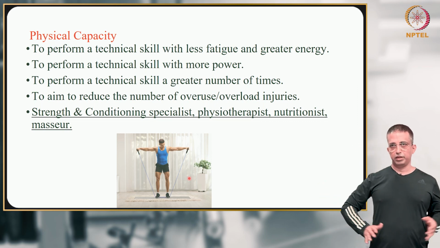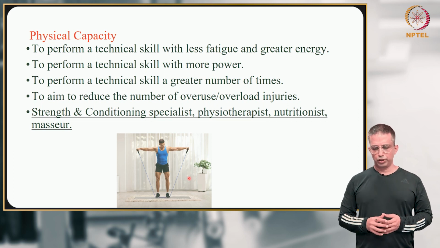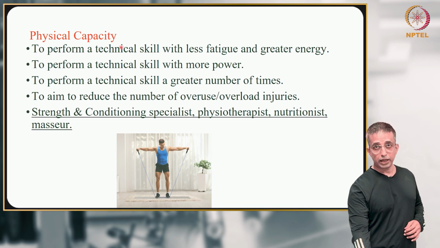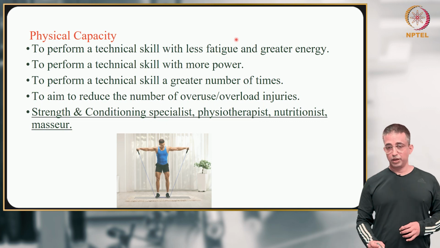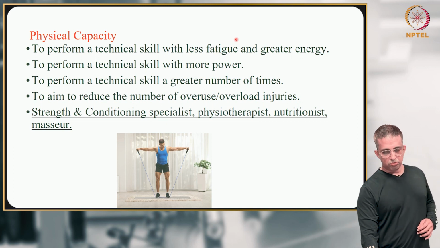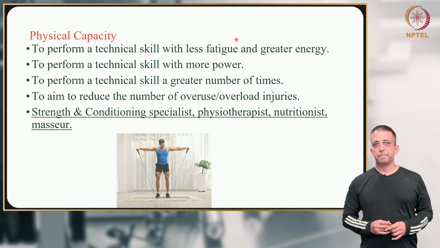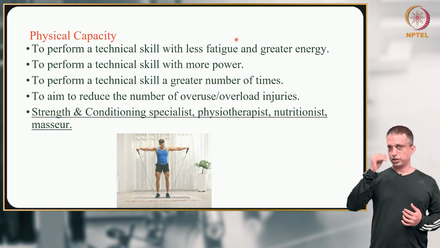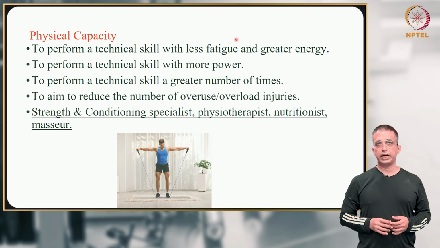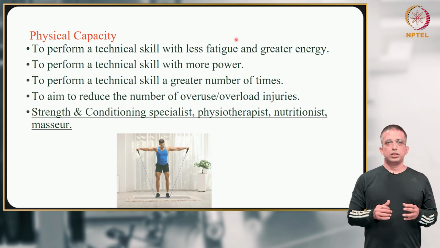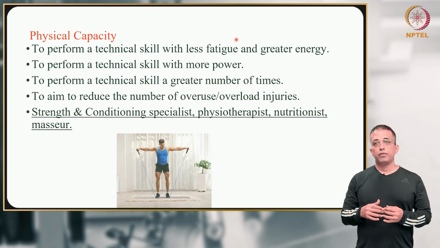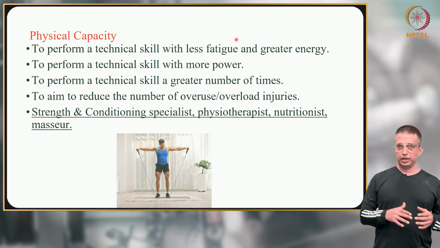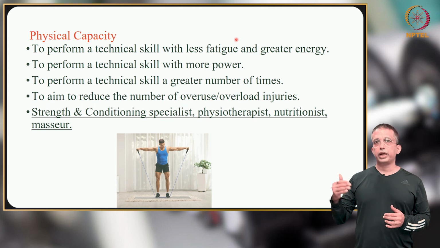We know where we fit in, but what is it that we do? As you go through the points, the first point I mentioned is to perform a technical skill with less fatigue and greater energy. What does that mean? Let's take an example of a fast bowler in cricket. He knows how to bowl. He knows that's the way to drop the ball, and there's a certain angle it goes in. What the physical capacity does, with good training, good nutrition and good recovery, is that this person is now able to slowly bowl a greater number of times.